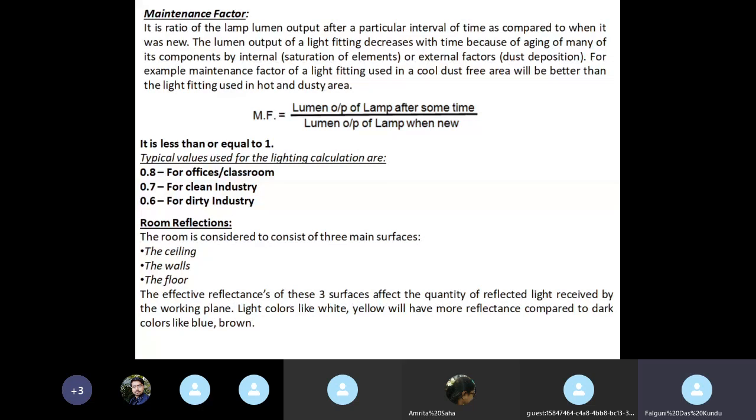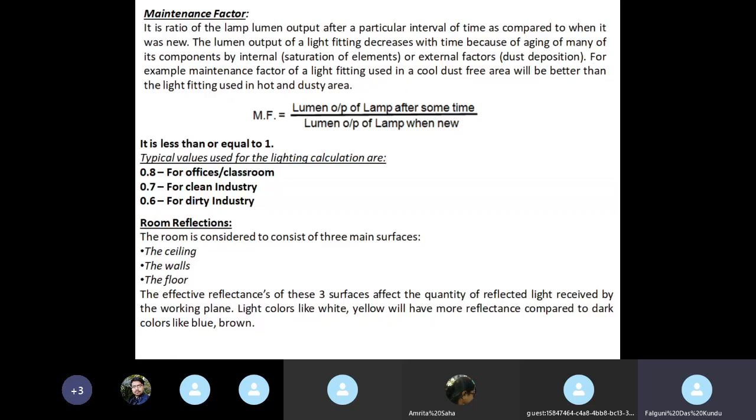The typical values used for the lighting calculations are: we consider MF 0.8 for the office and classroom, 0.7 for clean industry and 0.6 for dirty industry.